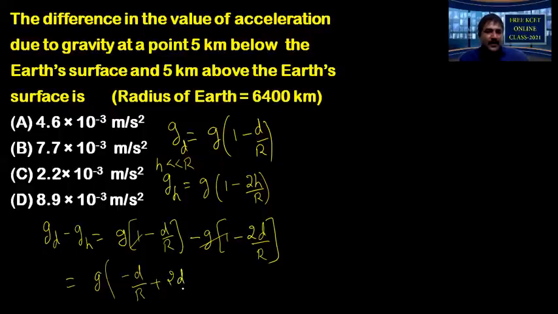So 2D by R. Okay, now we can write it as G. R is same in the denominator, R numerator is 2D minus D. It is D. So D and H both same. It has 5 kilometer. So now substituting G value, you can take 10 also, but I will take 9.8 as the number is very small here, 10 power minus 3 is there. Otherwise you can take as 10.